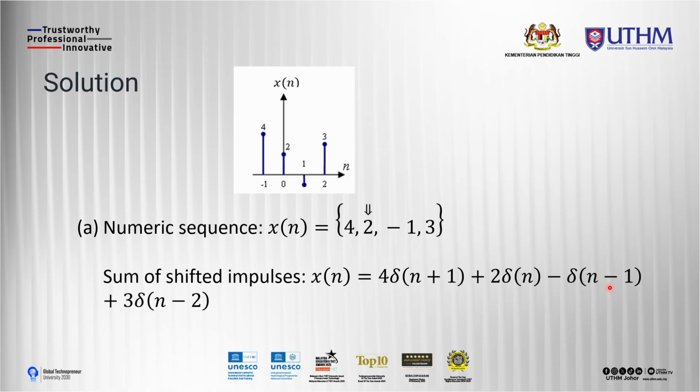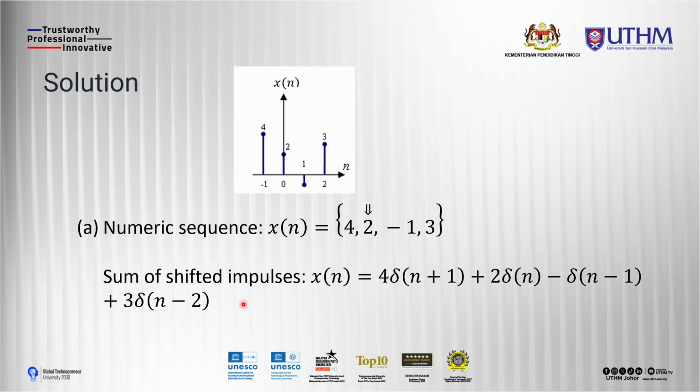If you don't know, maybe you can say, oh, location 1 is n minus 1 equals 0, n equals 1. So this n in the brackets actually refers to the location of each value. And then the value at the location n equals 1 is -1. So you have -1 delta[n-1]. And when n equals 2, you have the value of 3. So here is 3 delta[n-2]. n minus 2 is the location, n equals 2.